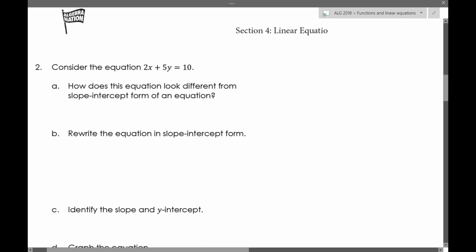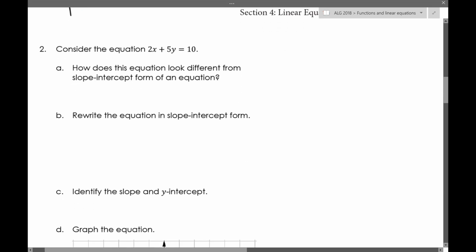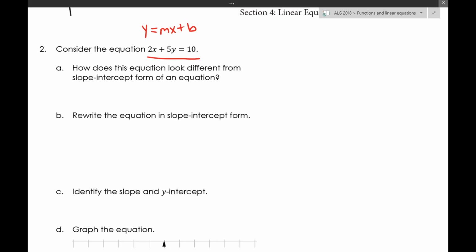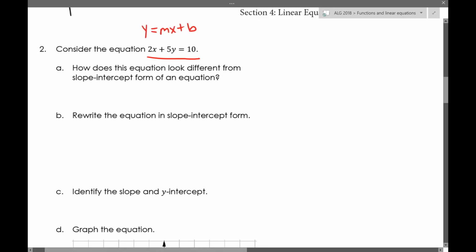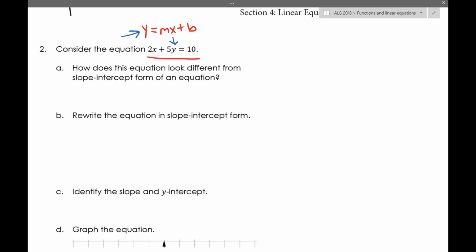Okay, consider the equation 2x plus 5y. The first part says, how does this equation look different from slope-intercept form of an equation? For those of you that forgot what slope-intercept form is, it is y equals mx plus b. So this question is asking, how does this red equation differ from this equation down here? What do you notice? Well, you should notice that this one has y by itself, and look at where y is. It's not by itself.